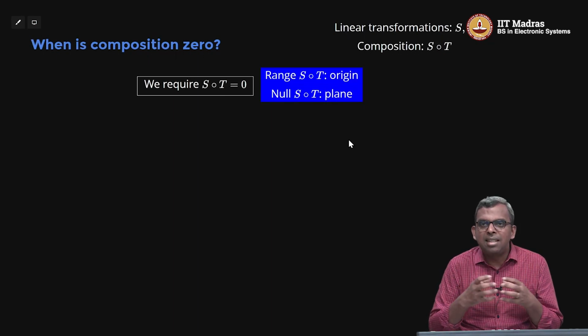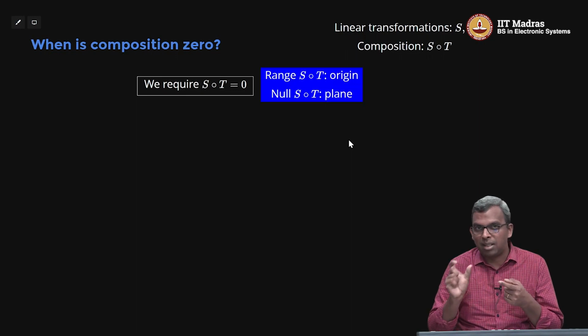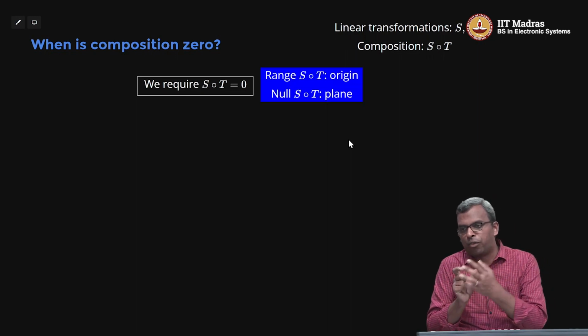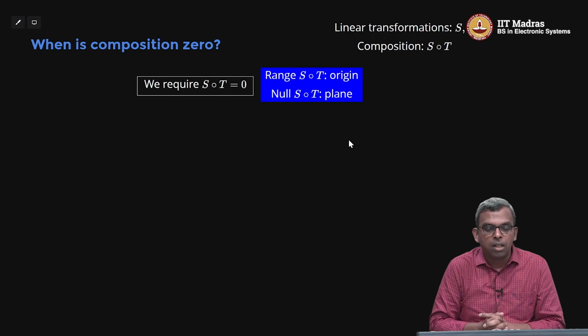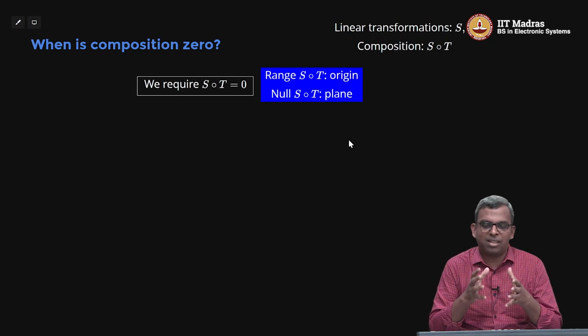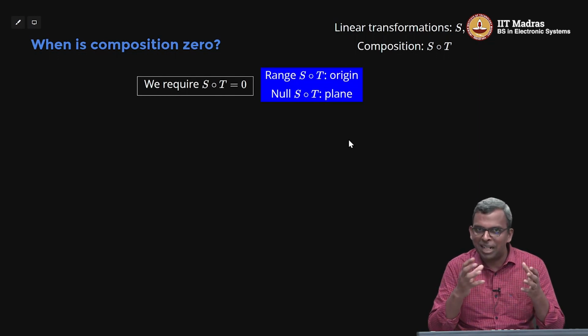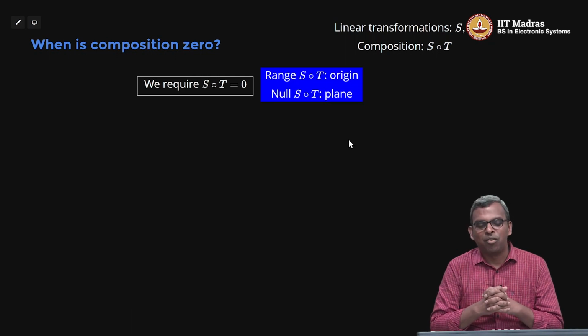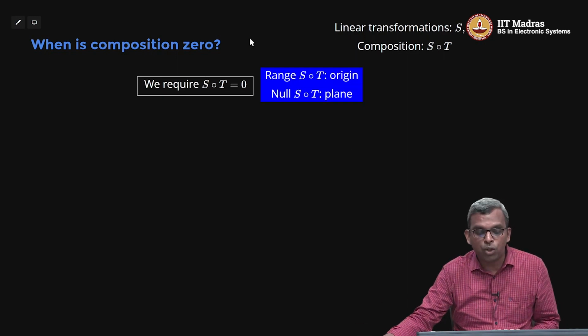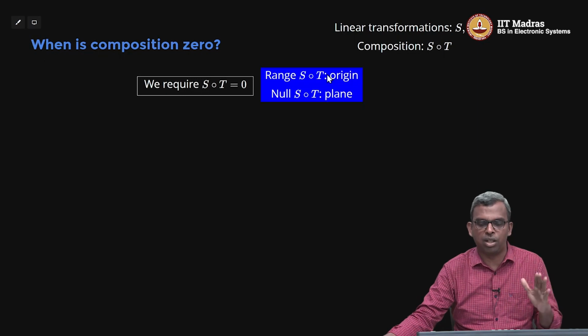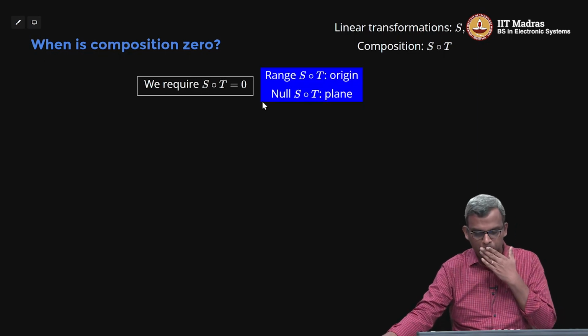So, we saw the easier case of compositions so far, right. When we are looking at S composed with T, if rank of S is 2 and rank of T is 2, both of them are 2, we saw some very easy ways to characterize the range and the null. Now I am going to ask a very interesting question which will give us a fascinating picture of this composition. When is the composition equal to 0? When is S composed with T equal to 0? As in, when will the range of S composed T be just the origin? When will the null be the plane, right?